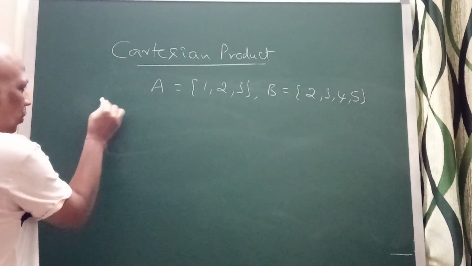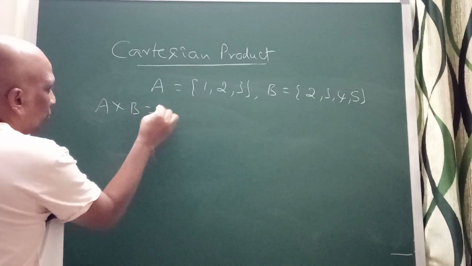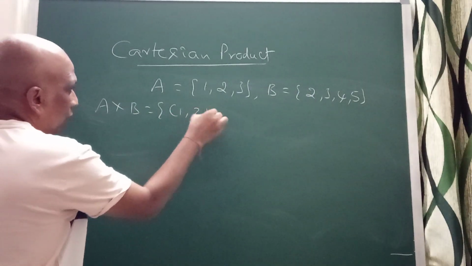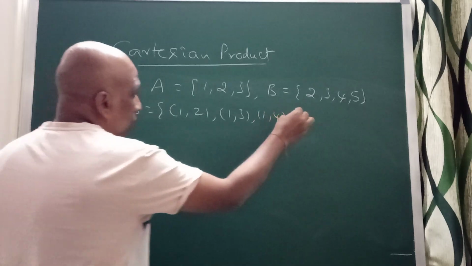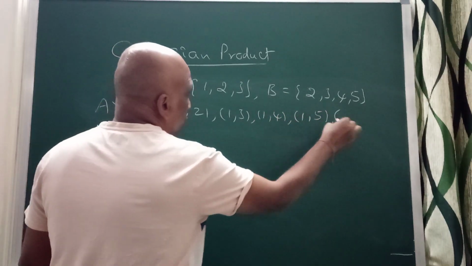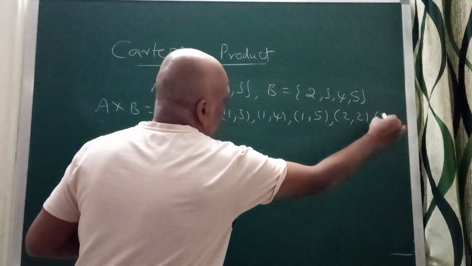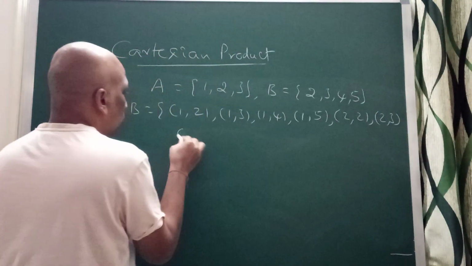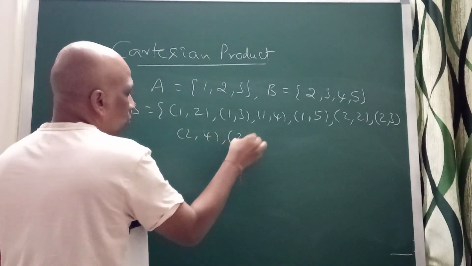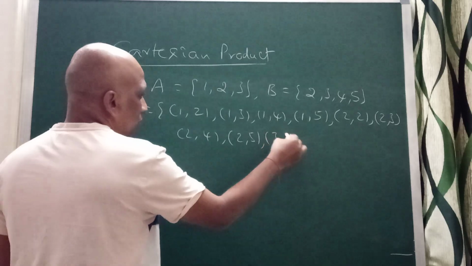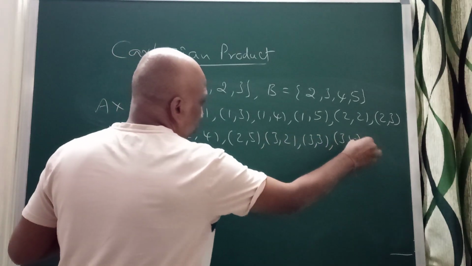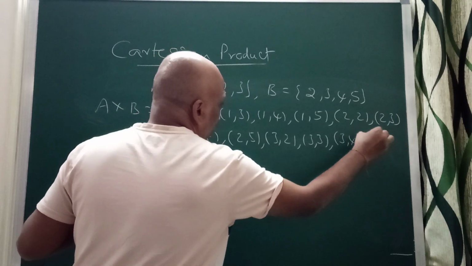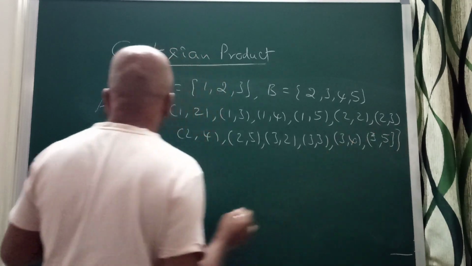Suppose you take A cross B. You can check here: you will get 1 2, 1 3, 1 4, 1 5, 2 2, 2 3, 2 4, 2 5, 3 2, 3 3, 3 4, 3 5. So this is A cross B.